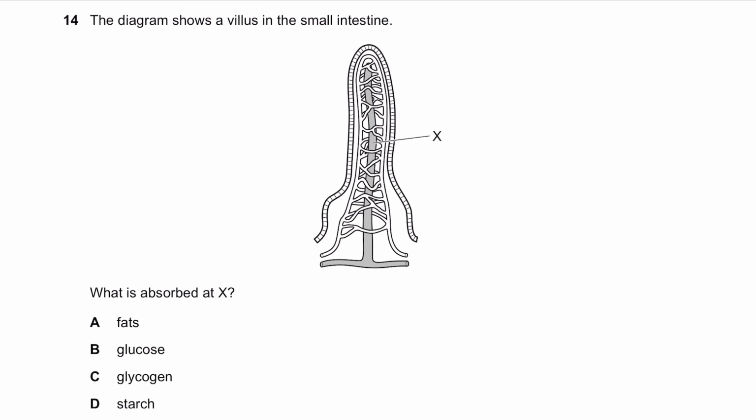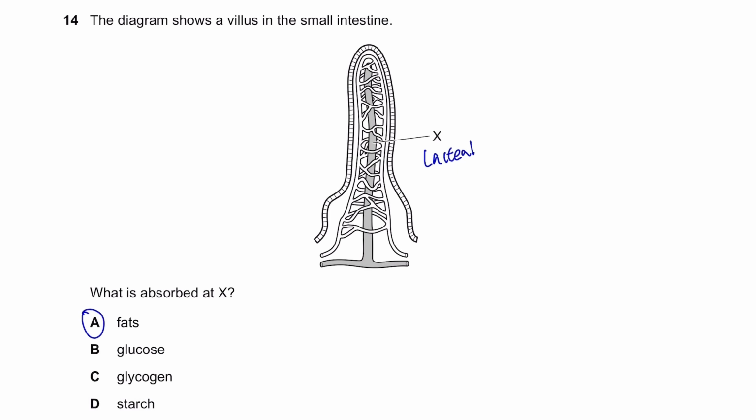Question 14. The diagram shows a villus in the small intestine. What is absorbed at X? So X is pointing at the lacteal. And this is where you absorb fatty acids and glycerol. So our answer will be A, fats.